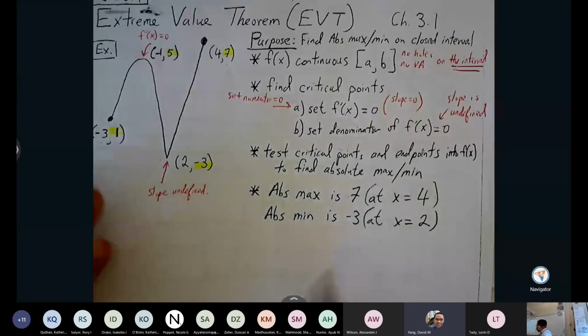Okay, so I'm going to constantly refer back to this diagram as we do our examples so you guys can see the steps and where we're headed. Okay, so let's go to the second page of our notes and let's look at example 1.